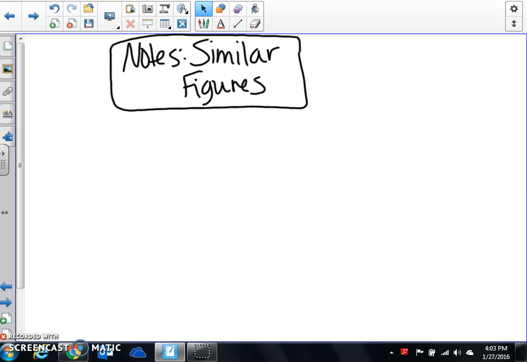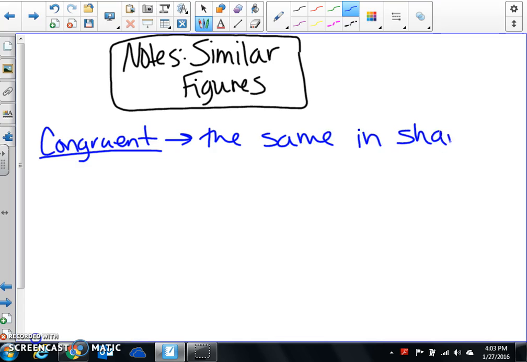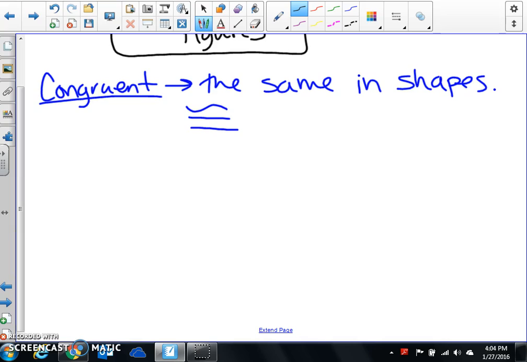All right, so similar figures. What you're going to hear a lot of times with similar figures is the word congruent. Essentially what it means is the same, but we really use it in shapes. And the symbol is this. So that is congruent. It's an equal sign with a little squiggly line on top. So that's congruent. Okay?